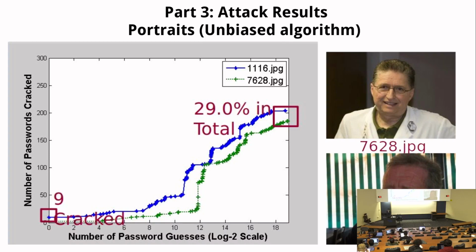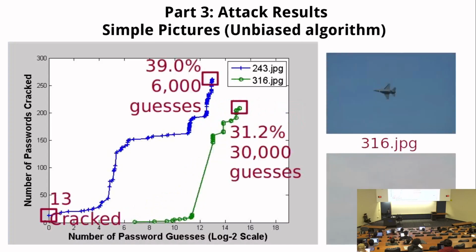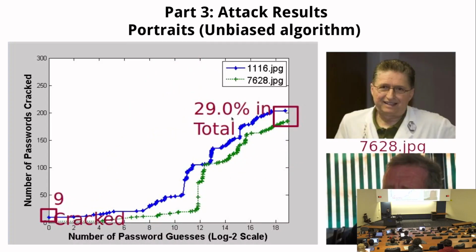For those 2 pictures, similar results. We crack 29% of passwords in 500,000 guesses, which is obviously not as good as this one. This one is only 6,000 guesses. Here, because the picture is more complicated, there are more points of interest there. However, even on the first guess, we were able to crack 9 passwords. So 9 people chose very weak passwords there.